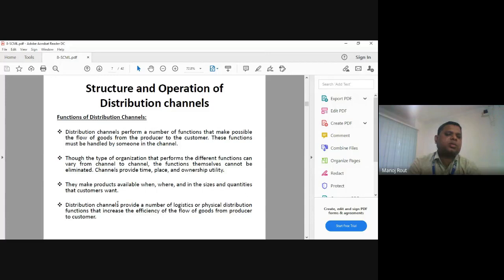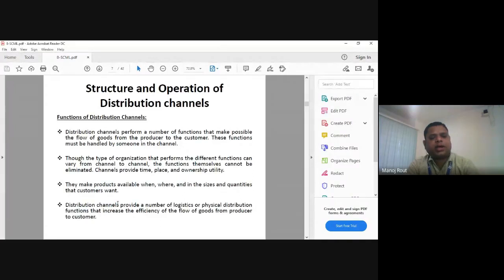So these are functions that must be handled by someone in the channel. Who handles them? The wholesalers, the distributors, and the retailers. They play the role of intermediaries who handle the particular functions to provide a better flow of material starting from the producer to consumers. The next part is that the type of organization that performs different functions can vary from channel to channel, and the functions themselves cannot be eliminated.